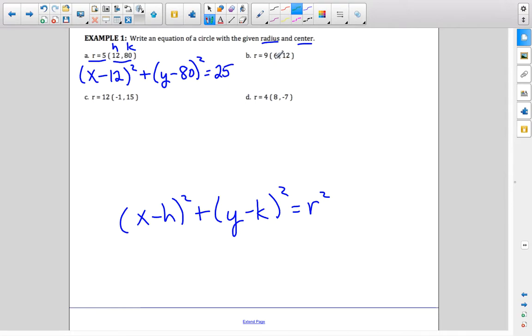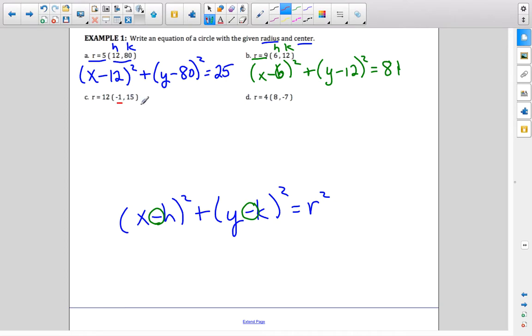So let's try this one over here. H is going to be 6, and k will be 12, and our radius right there is 9. So we're going to write it as (x minus 6) squared, that's a 6, sorry about that, plus (y minus 12) squared equals, the radius is 9, and when I square it, I get 81. Somebody always says, well, why is it minus 6 when it says plus? Well, remember, that's the formula. It is a minus sign right here and right here. So I'm just inserting whatever h and k are.